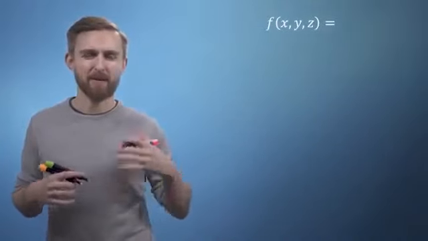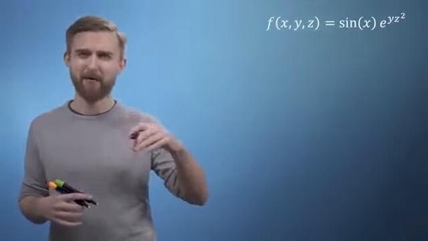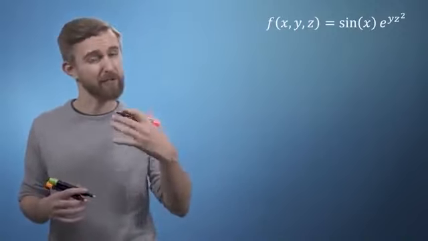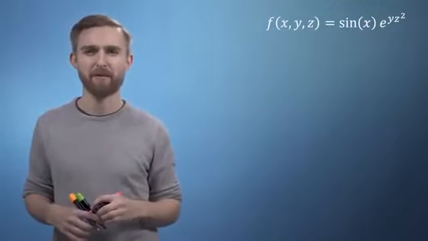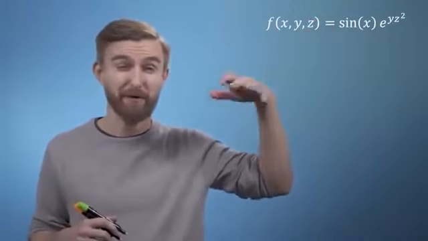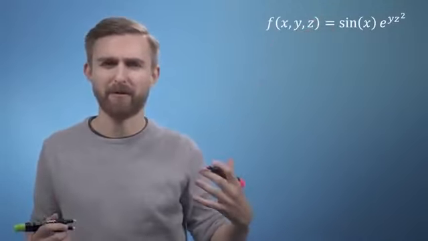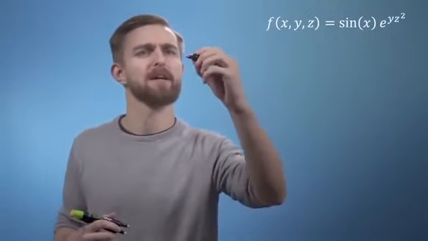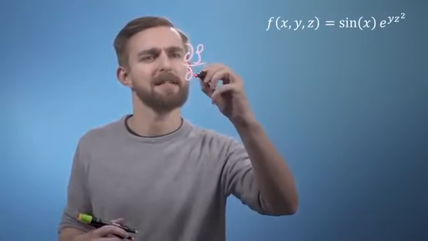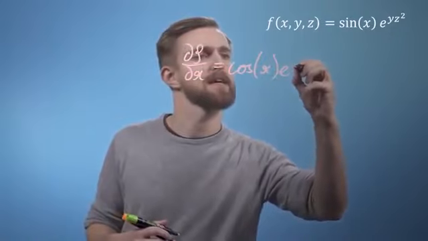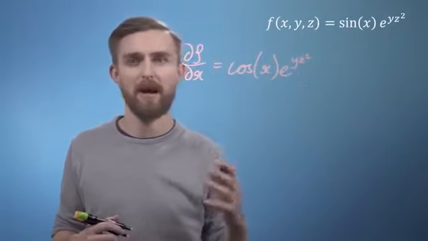Consider the function f of x, y, and z equals sine of x e to the power of y z squared. We're now just going to work through and find the derivatives with respect to each of these three variables. So, let's start with x. As the exponential term does not refer to x, we can treat it as a constant, and sine, as we saw last week, differentiates to cosine. So we can write df by dx is just going to equal cos x e to the y z squared.